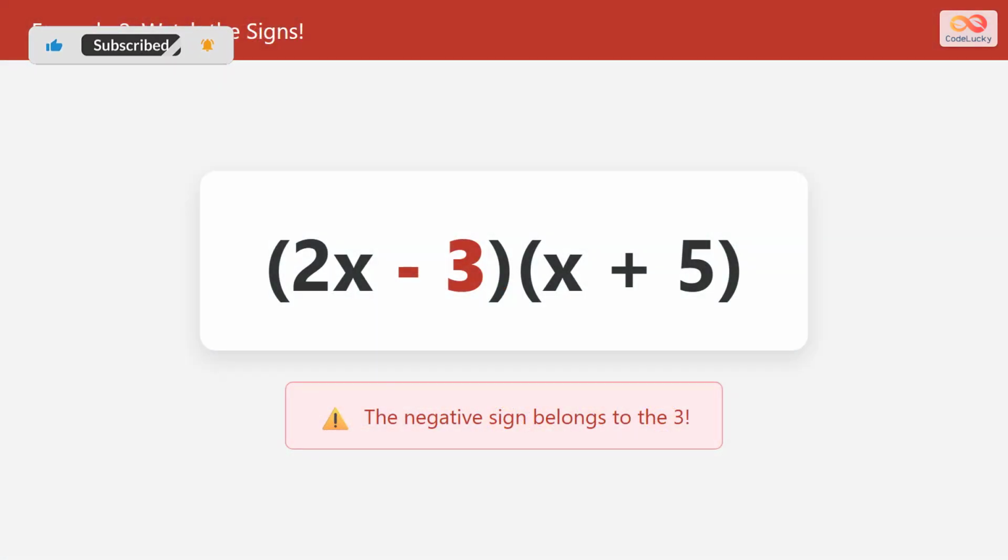Now let's try a harder example with a negative sign. Here we have 2x minus 3 multiplied by x plus 5. It is very important to remember that the subtraction sign belongs to the 3, so we are treating it as a negative 3.